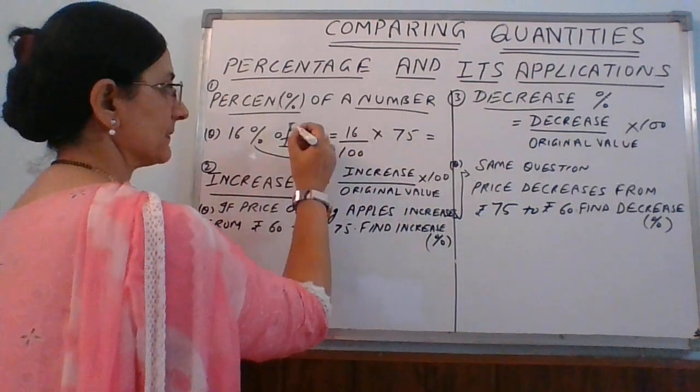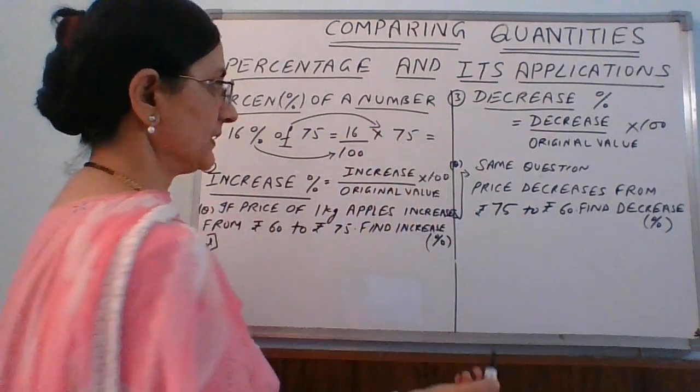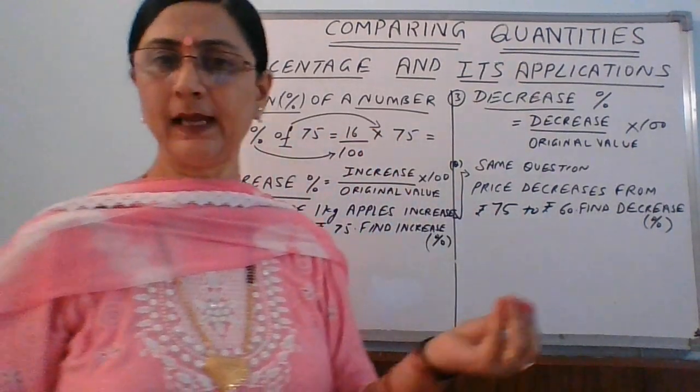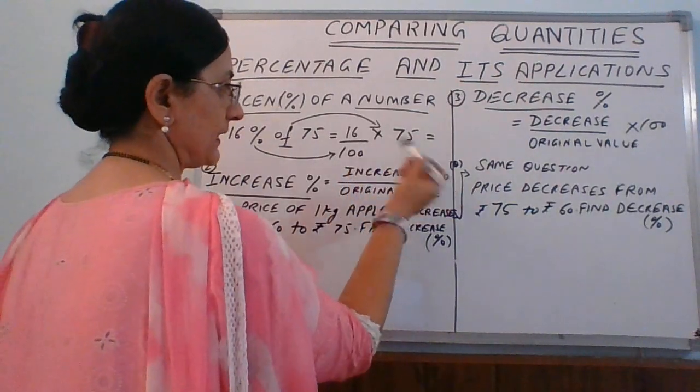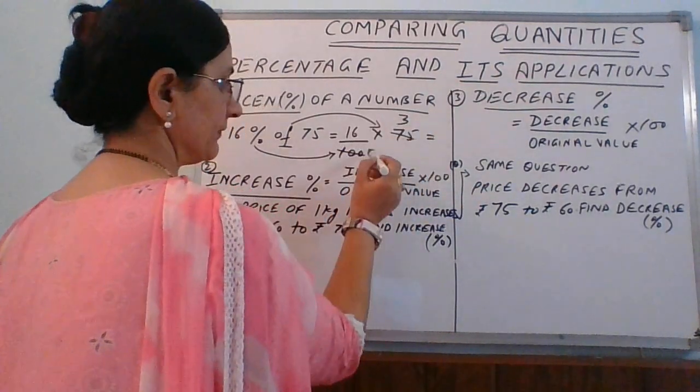Of means multiply, right? And 75 was there. What you have to do, you just have to do the calculations, right? Let us cancel this by 5, 5 5s are 25. 25 3s are 75, 25 4s are 100, right?